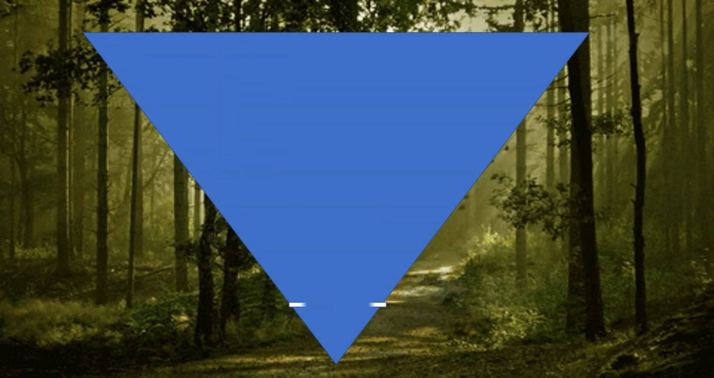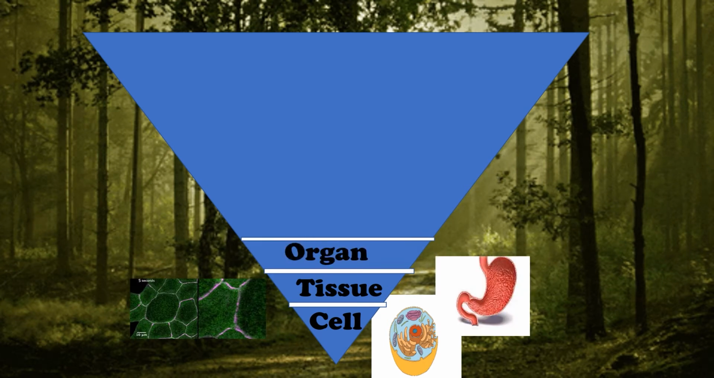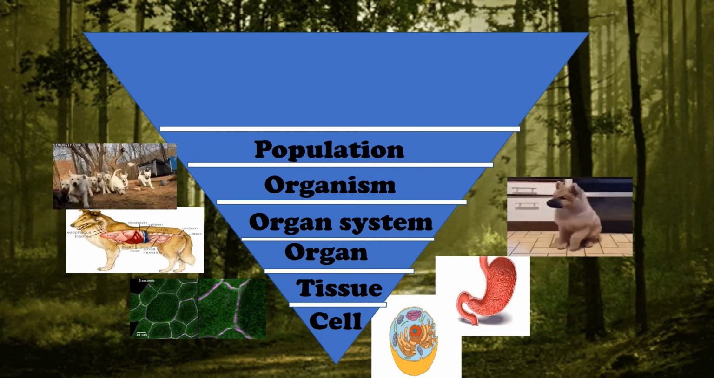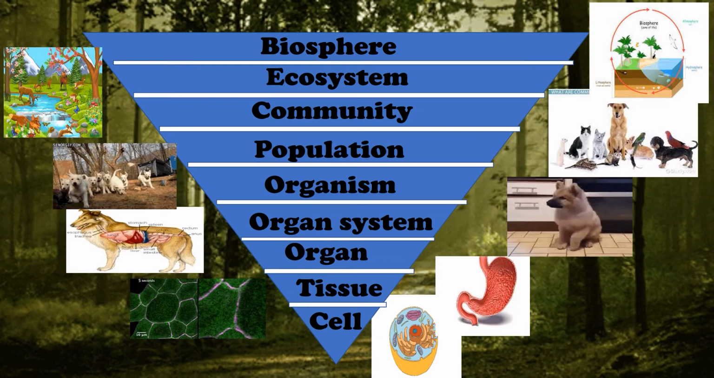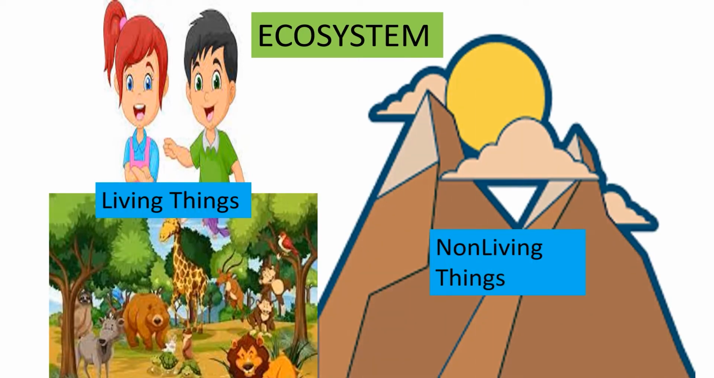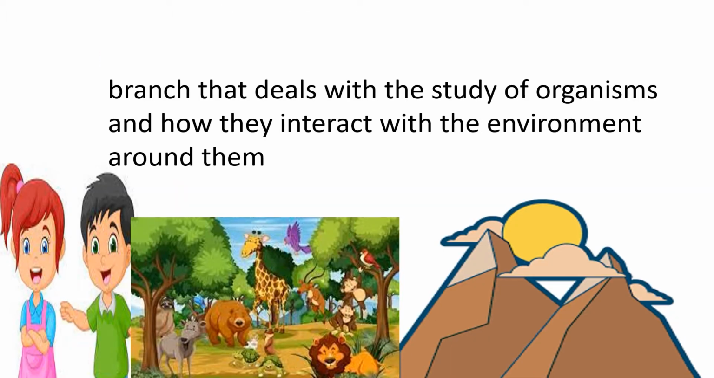In the previous lesson, you have learned the different levels of organization of an organism. Those are cell, tissue, organ system, organism, population, community, ecosystem, and biosphere. Ecosystem is a community of living things interacting with its non-living environment. The branch that deals with the study of organisms and how they interact with the environment around them is called ecology.